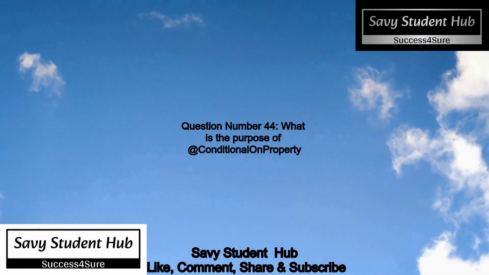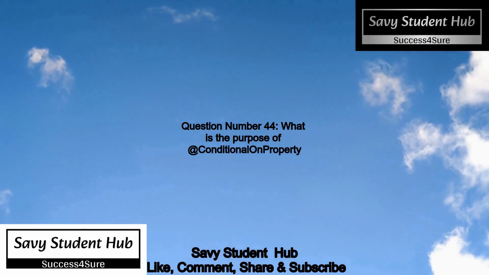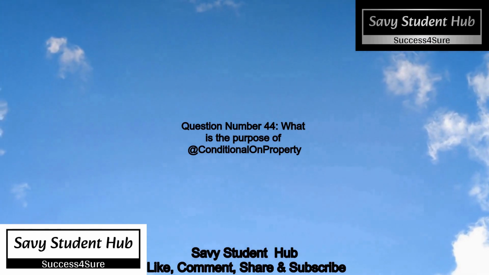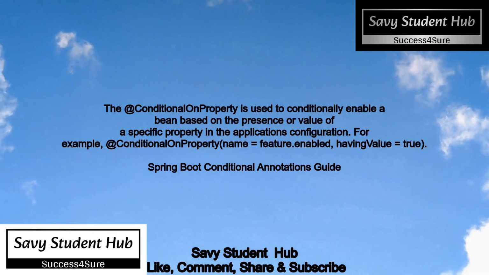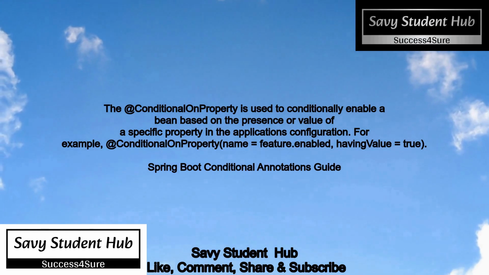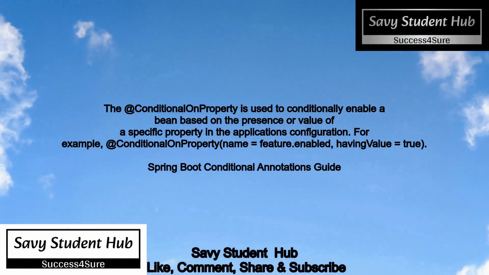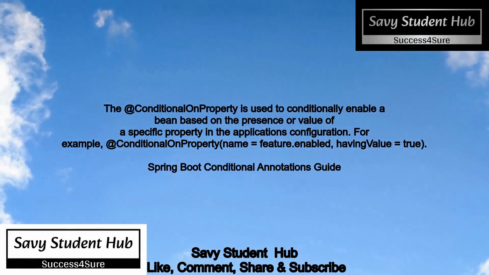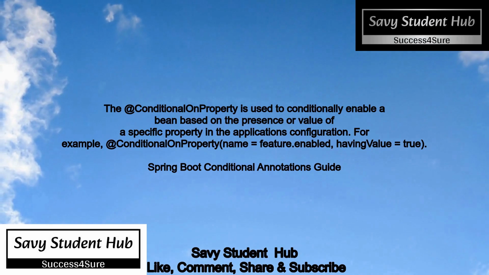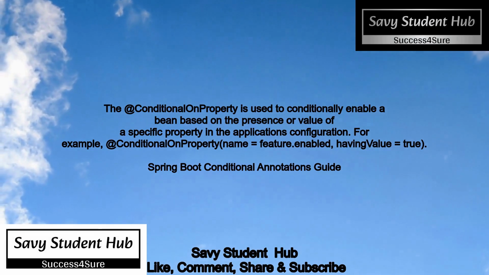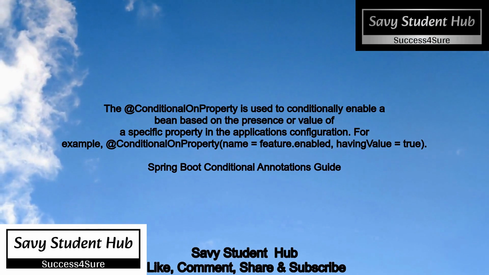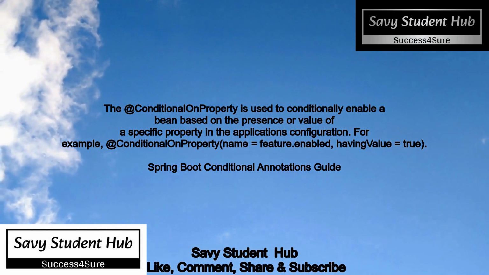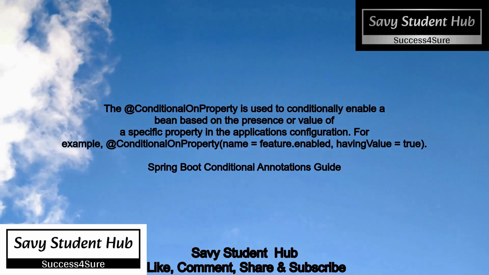Question number 44. What is the purpose of @ConditionalOnProperty? The @ConditionalOnProperty annotation is used to conditionally enable a bean based on the presence or value of a specific property in the application's configuration. For example, @ConditionalOnProperty(name = "feature.enabled", havingValue = "true").